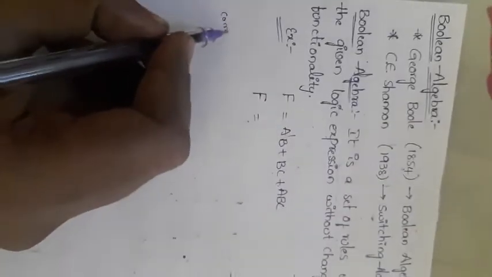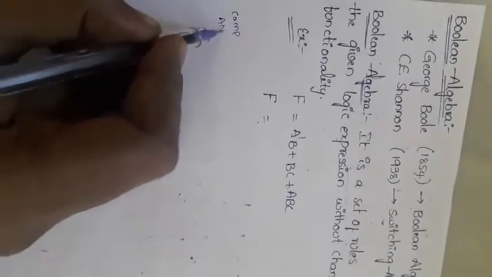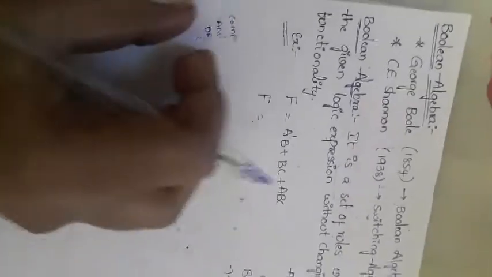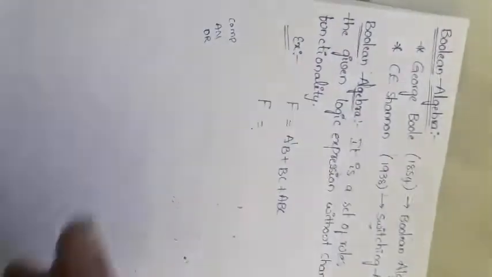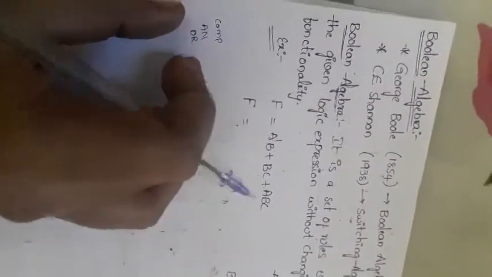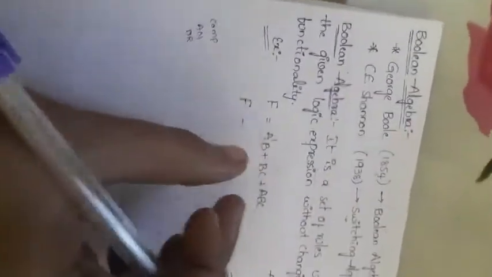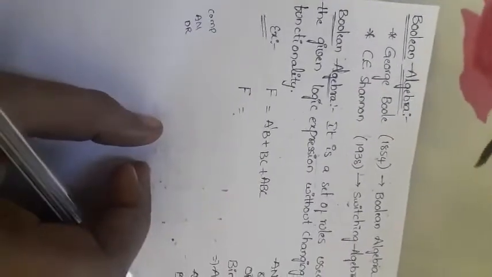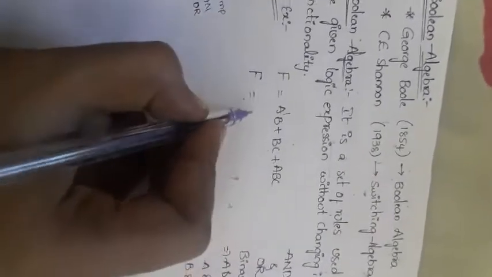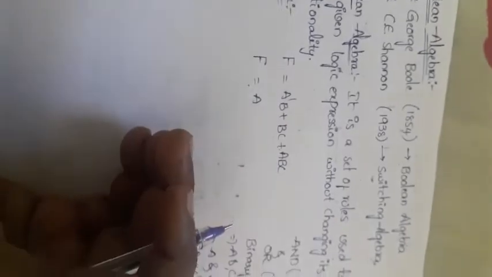We have some formulas related to the complement formula, the AND formula, or the OR formula. So these are some rules we have in Boolean algebra, and by using these rules we can define this equation. Defining means we can reduce that equation, by using some formulas.